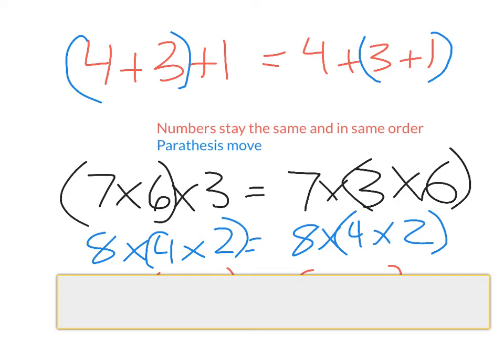In my third example I've got here, (8 × 4) × 2 equals 8 × (4 × 2)... Well, that's not an associative property because the parentheses have stayed over the factors of 4 and 2 this entire time.